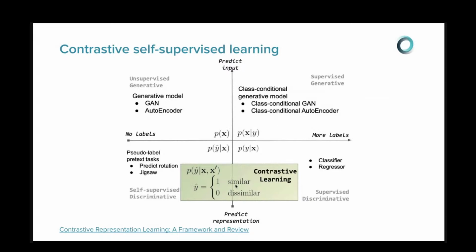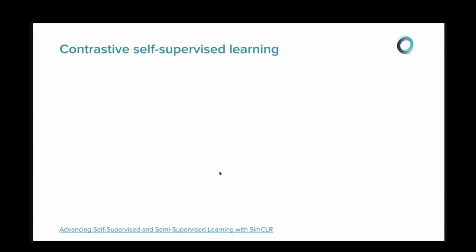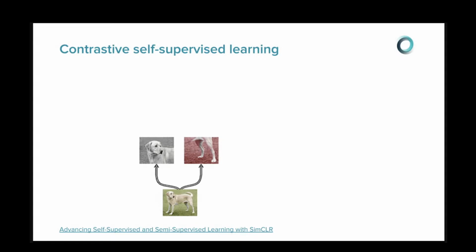You see here again that this axis is where we predict the representation, not the input. So we're down here, in between no labels and more labels. You will see in a minute why we're in the middle, because we predict our own labels in some way. But now back to the setup. How does the setup work? Usually we have our input image, and in the first stage we create two different augmented views.